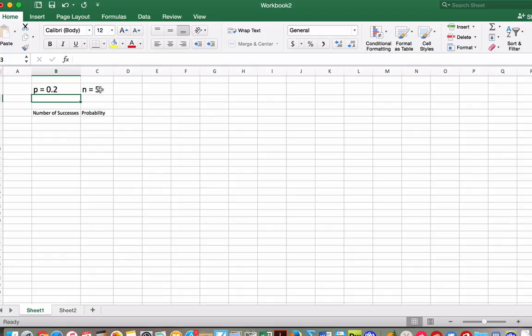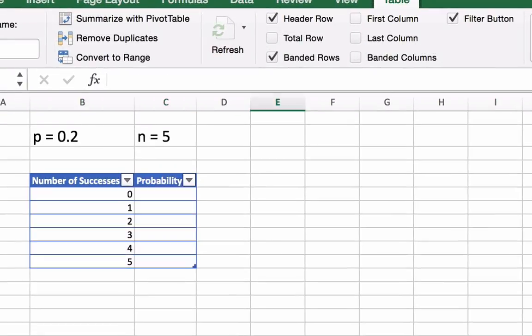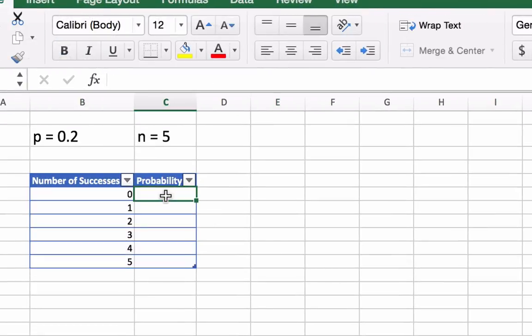So if we're going to run 5 of these individual trials, then we could have 0 successes, we could have 1 success, and we could then go right up to a total of 5 successes. So if we have running 5 trials, this would be our number of successes. And we're going to calculate the probability of this binomial distribution. So now what I'm going to do is format this as a table, just so that I can get this to work very easily.